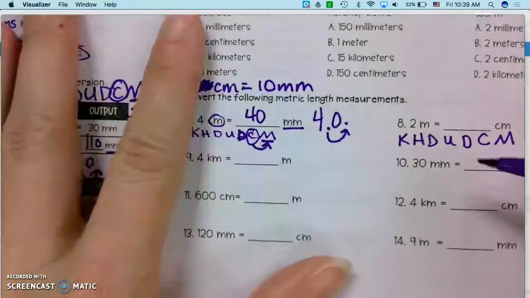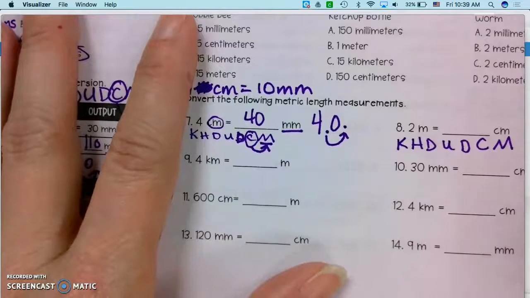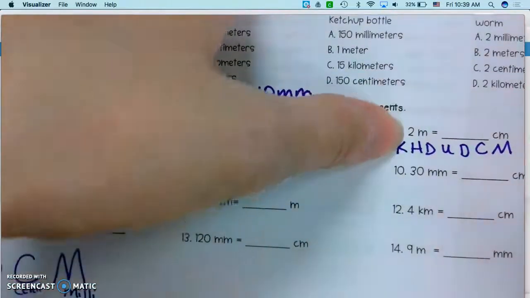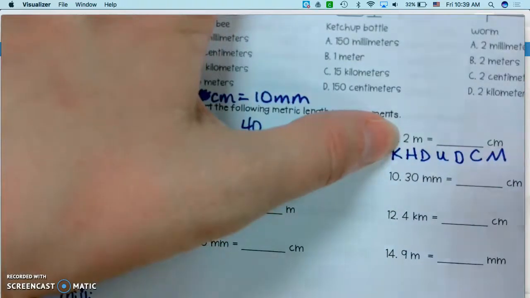All right, so we wrote our letters for "Kids have dirty underwear during camp mud fights." Let's look at where we're starting. That says problem number 8. So we're starting with 2 meters. Where would the meters be?